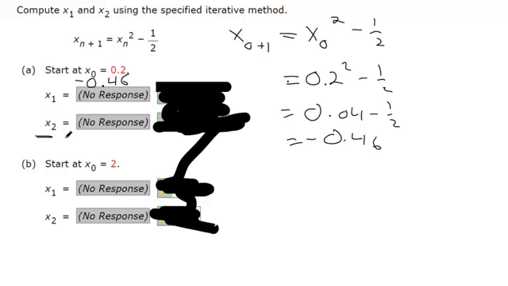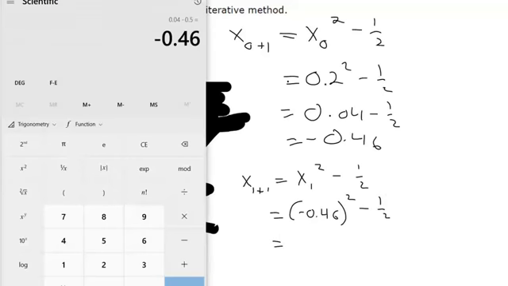And for x sub 2, if we want to know what that is, then we want to know what x sub 1 plus 1 is, right? Because 1 plus 1 would give us x sub 2. So that means we're plugging in 1 for n. And so if we plug in negative 0.46, which was what our x sub 1 was, negative 0.46 squared is 0.2116.